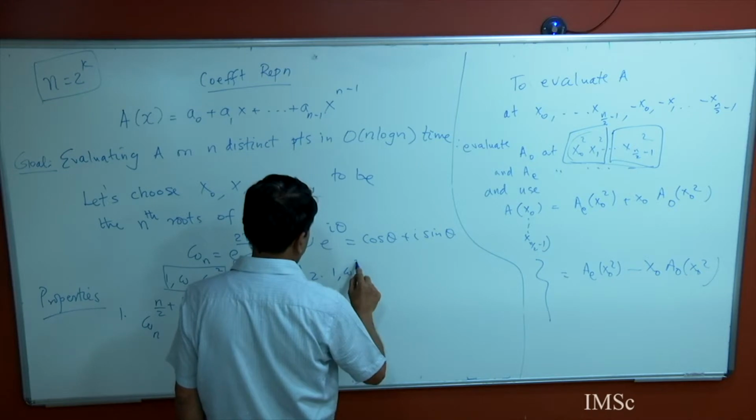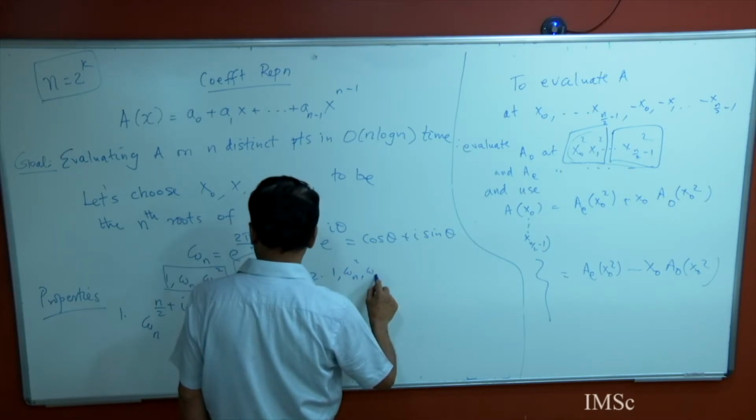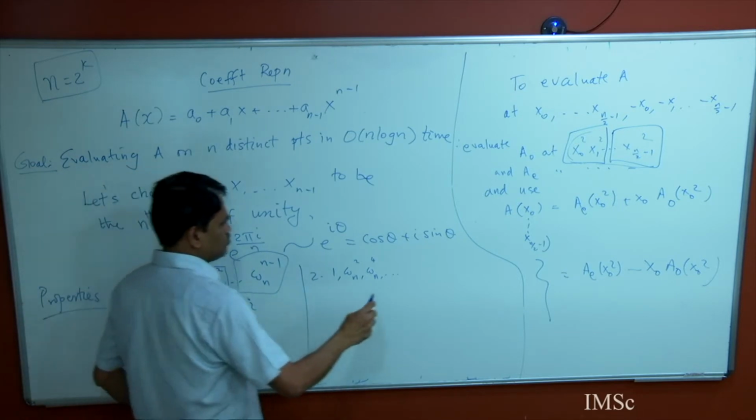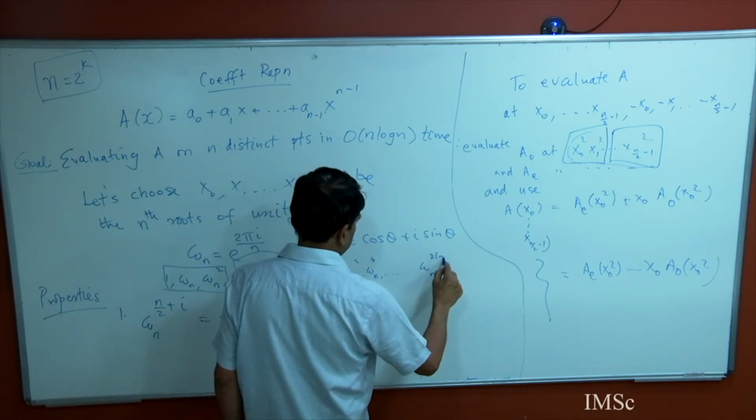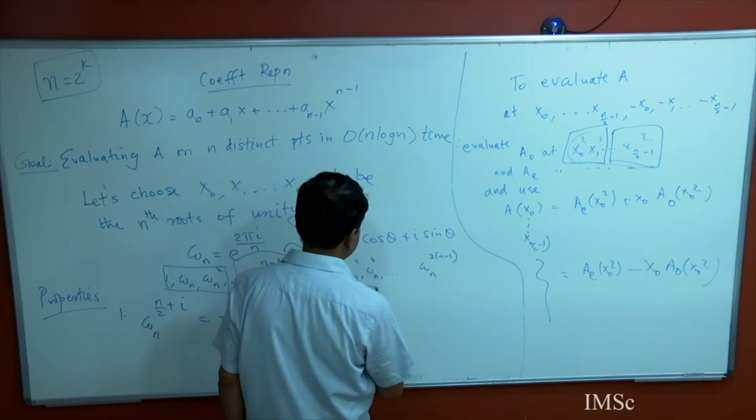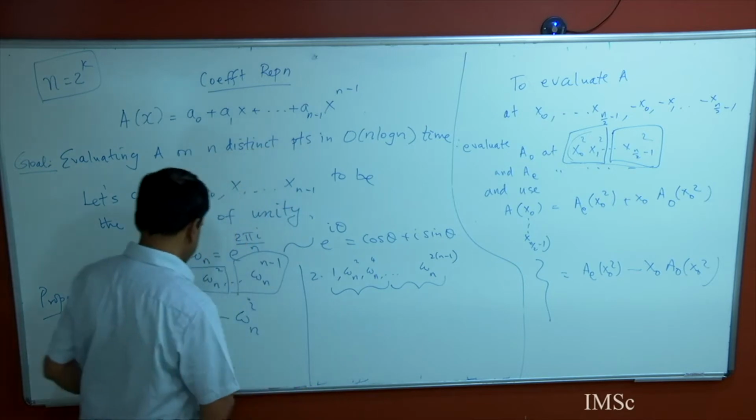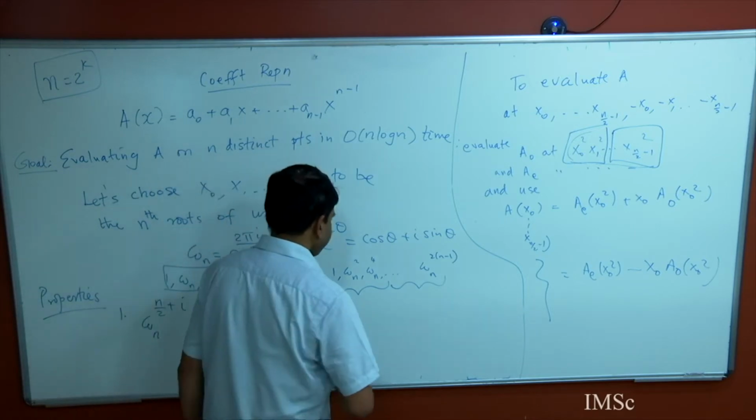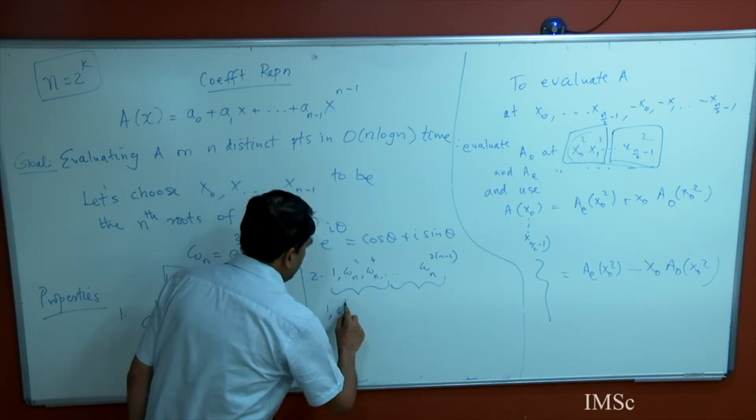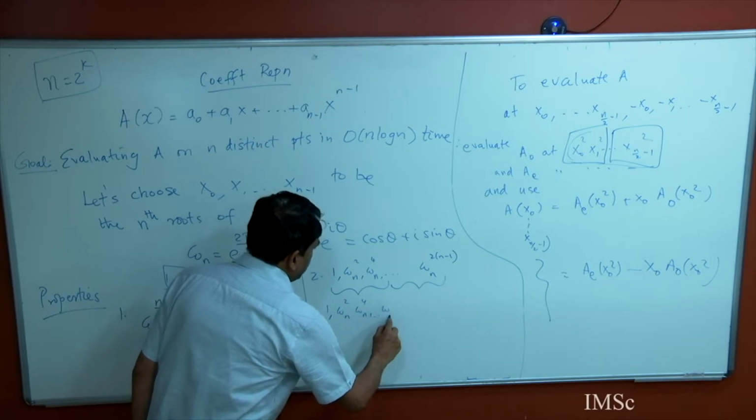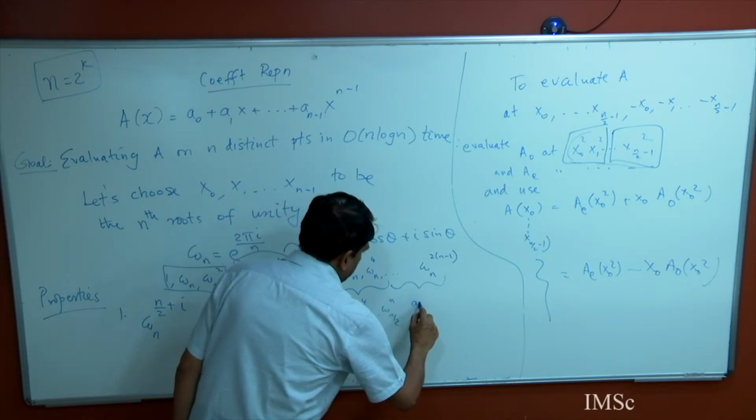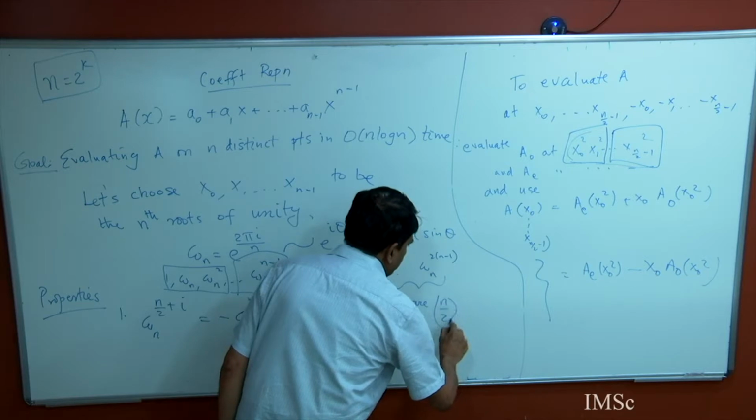1, omega n square, omega n power 4. Basically, if you take the square of these, they are the same thing, which is the first half and the second half are repeating because of this property. Right? These are plus. So basically, 1, omega n square, omega n power 4, up to omega n by 2 power whatever, are the n by 2th roots of unity.